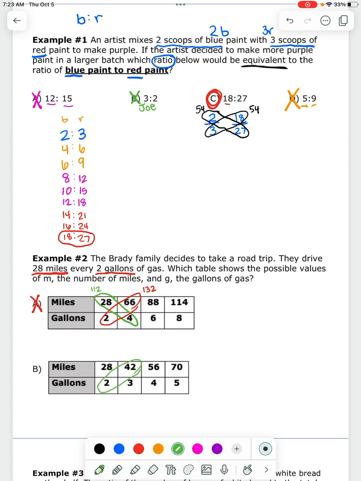42 times 2 is 84. Okay. And then 28 times 3 is also 84. So since we have equivalent fractions or equivalent ratios throughout the table, this is going to be my answer. Our tables have to have equivalent ratios or equivalent fractions throughout.